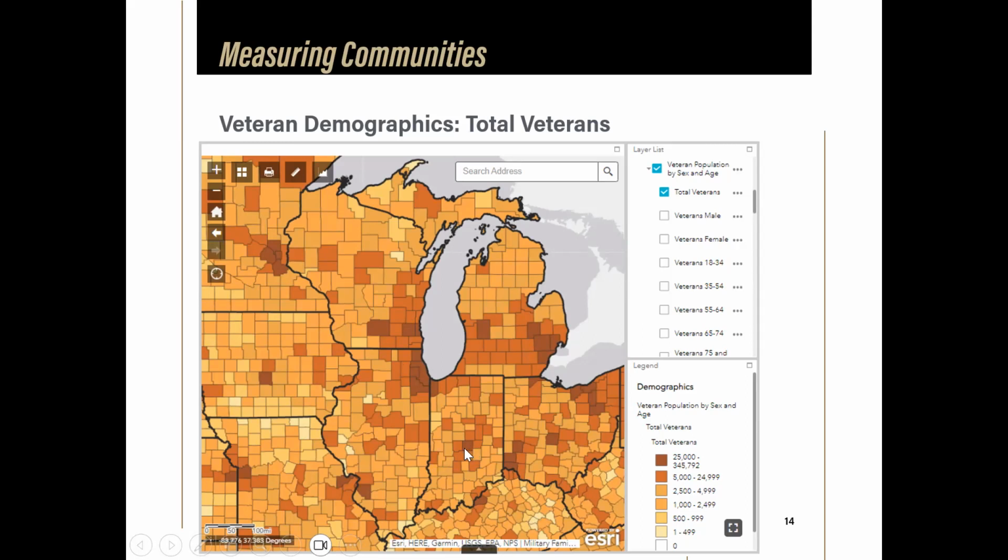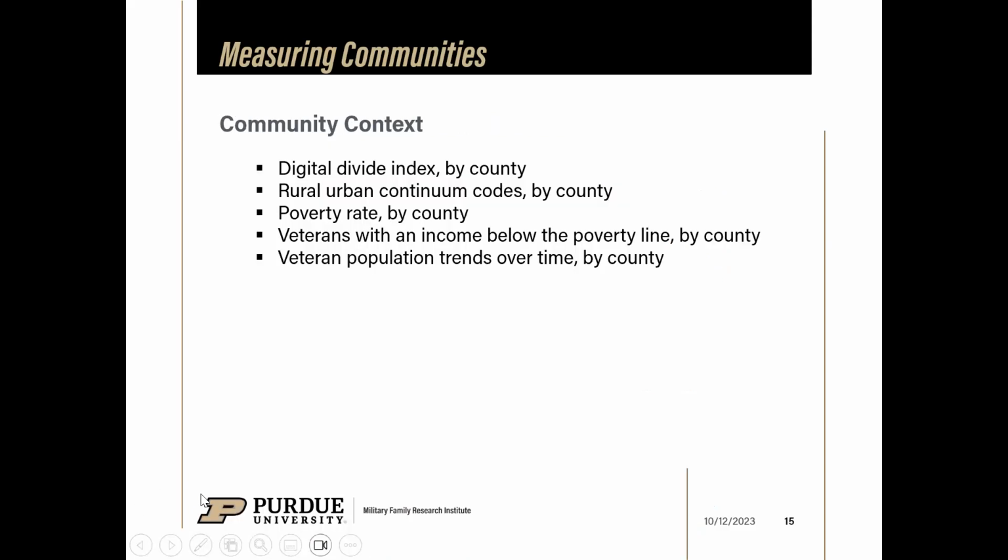But you can go into Measuring Communities and look at this information. You can also click on your map and get a list of how many veterans live in that county, how many are male, how many are female, how many are in these different age ranges. Again, you can also go into Measuring Communities and assess the landscape of the community in which these military-connected families are living.